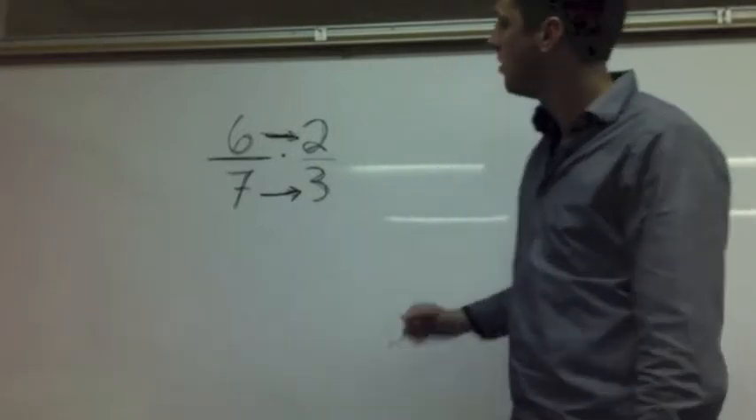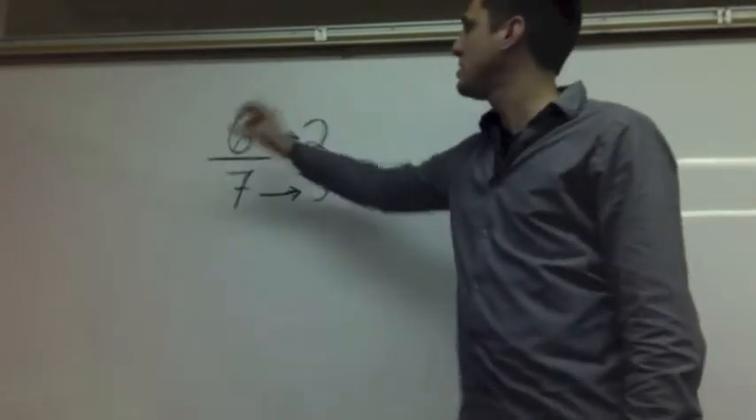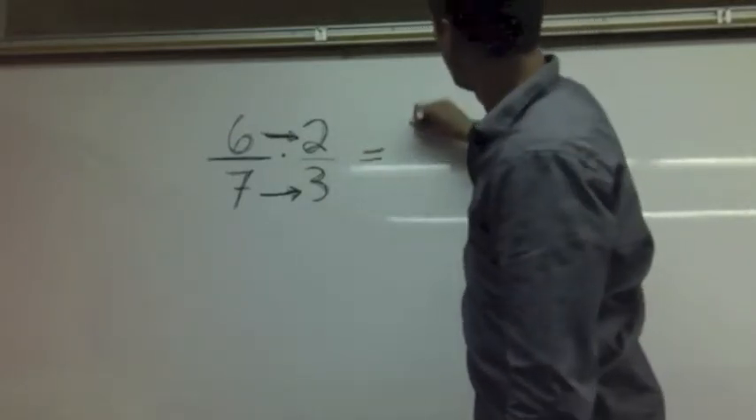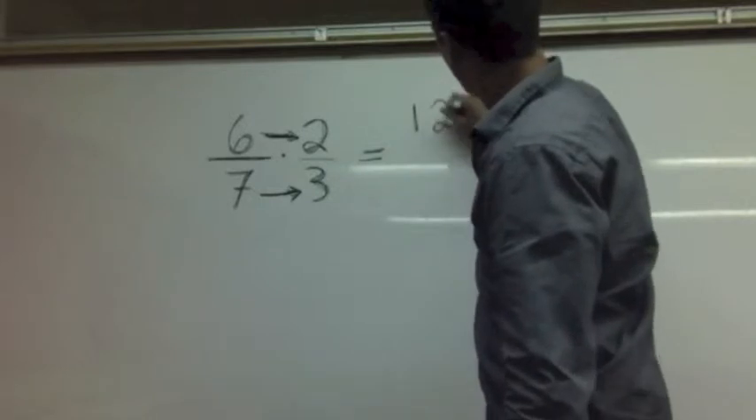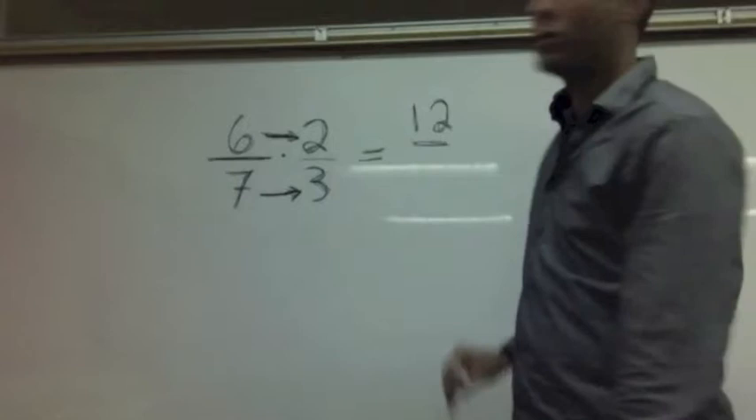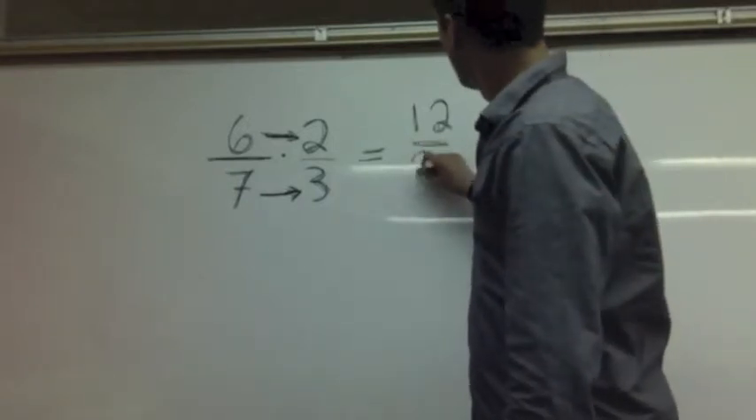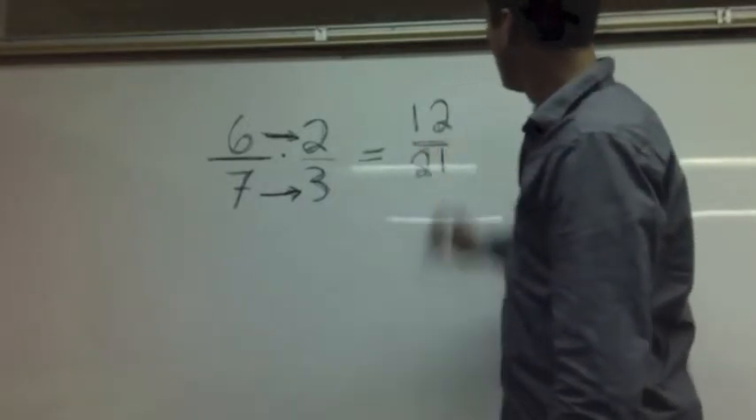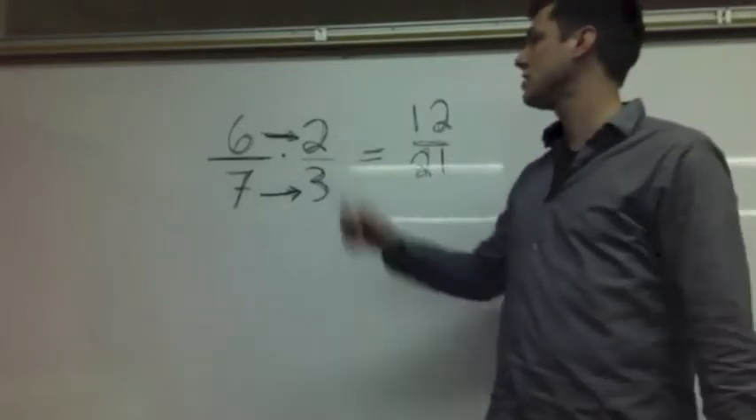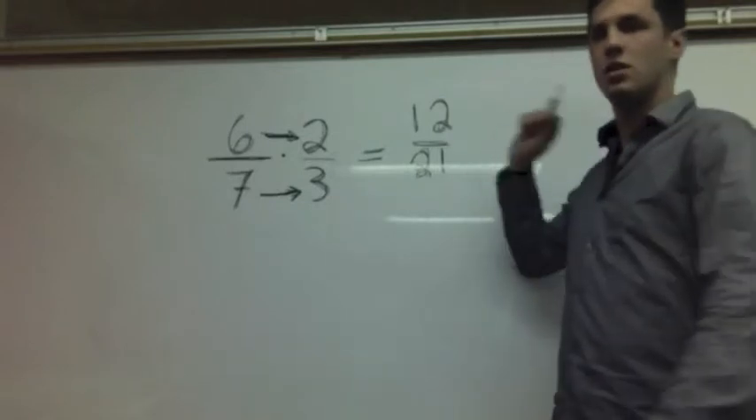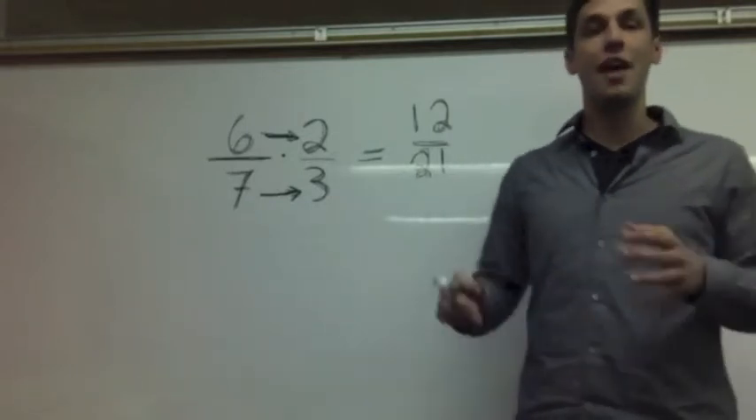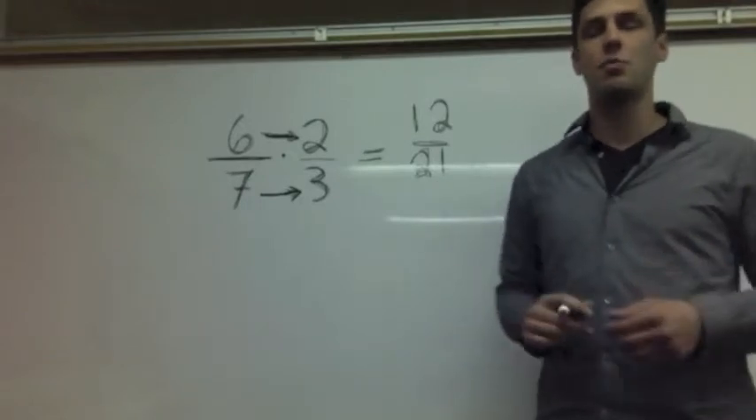I hope so. So you multiply 6 and 2, which is going to give you 12. And you multiply 7 by 3, which will give you 21. So this problem is 6/7 times 2/3, and it equals 12/21. It's a fairly simple method that will work with every single fraction that you want to multiply.